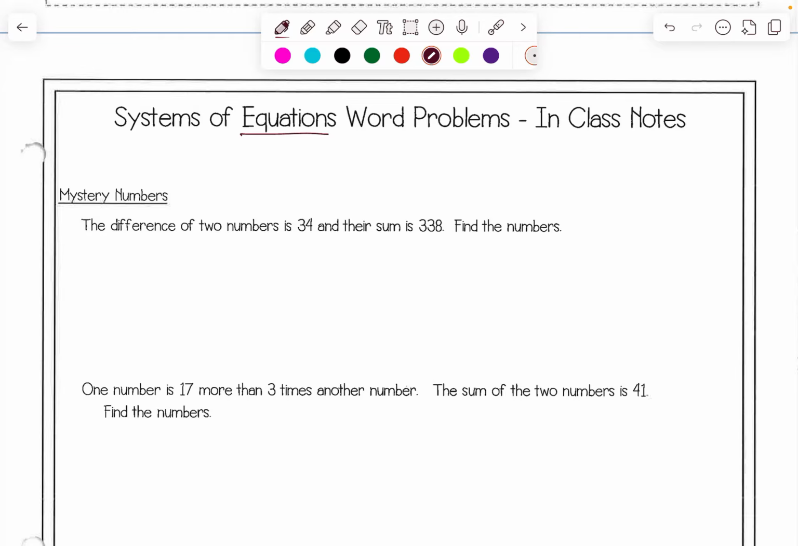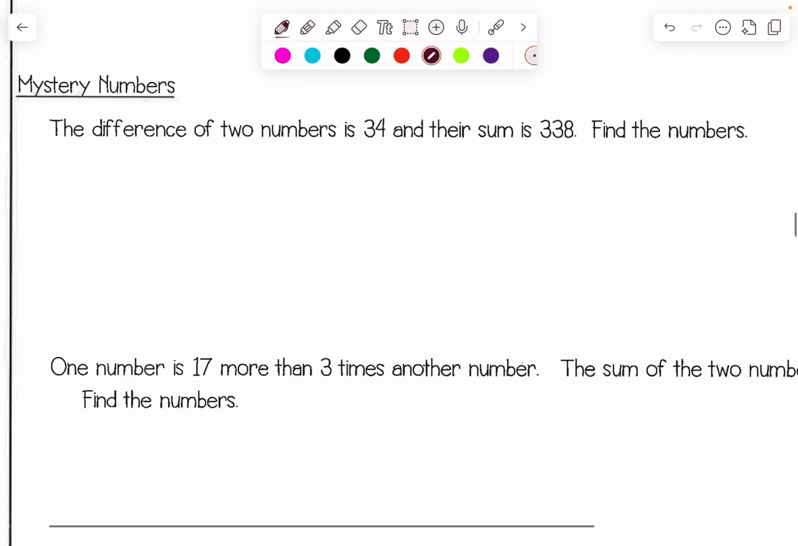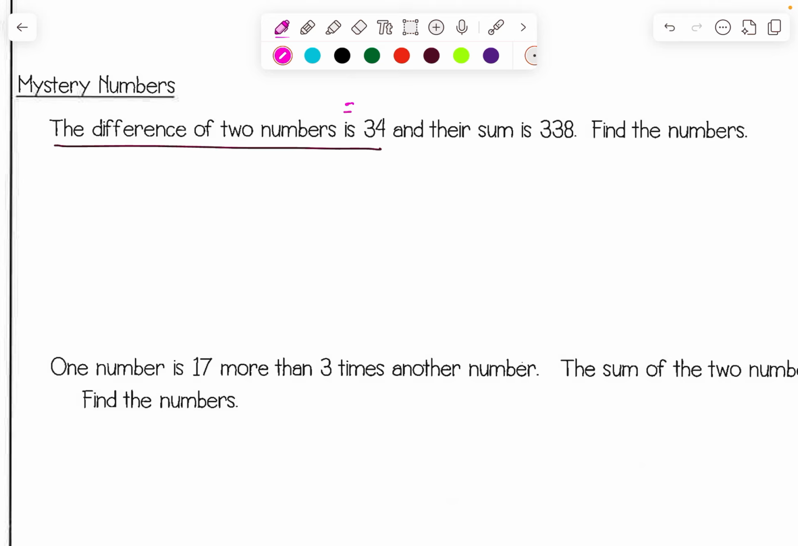So mystery numbers. It's telling us that the difference of two numbers is 34. And let's stop right there. The difference of two numbers is 34. We know that "is" means equals. Difference, we know that means to subtract. So our first part of the statement is already telling us that the difference of two numbers is going to be 34. Let's identify or give names to these two numbers.